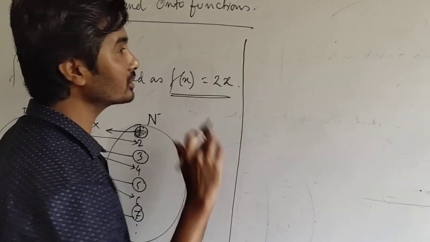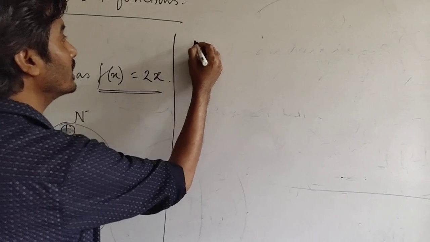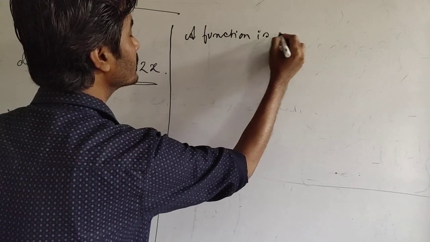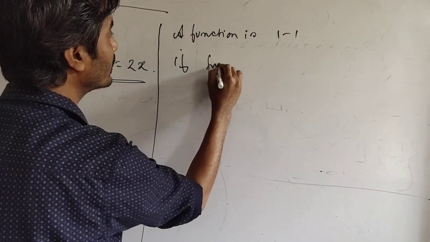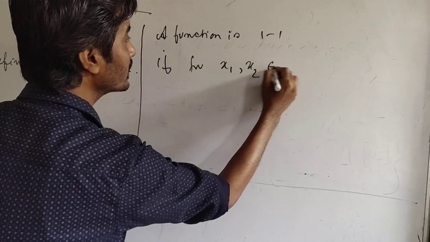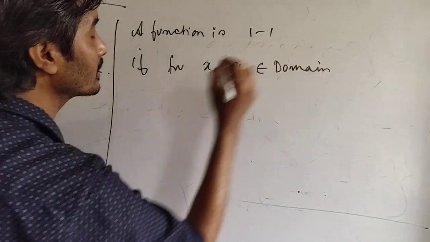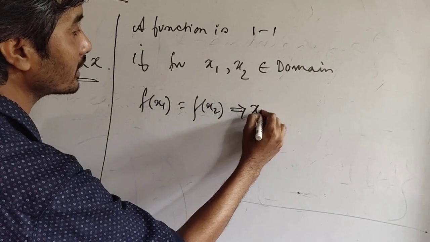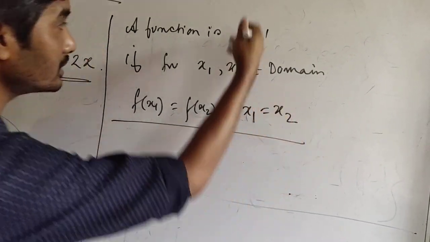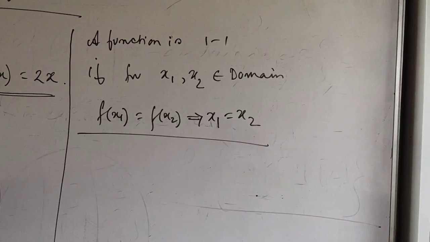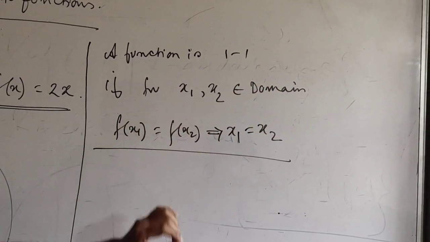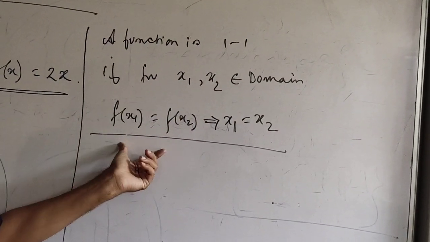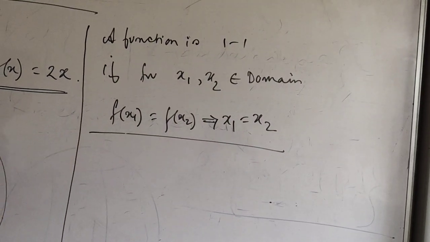As we know, let us recall the definition of a one-one function. A function is one-one if for x1 and x2 from the domain, f(x1) is equal to f(x2) implies that x1 is equal to x2. You see, this is the definition of a one-one function. Whenever we take two elements x1 and x2 from the domain, and if we assume that these two elements have the same image, that is f(x1) equal to f(x2), if it implies that x1 equal to x2, then we can say that the function is one-one.